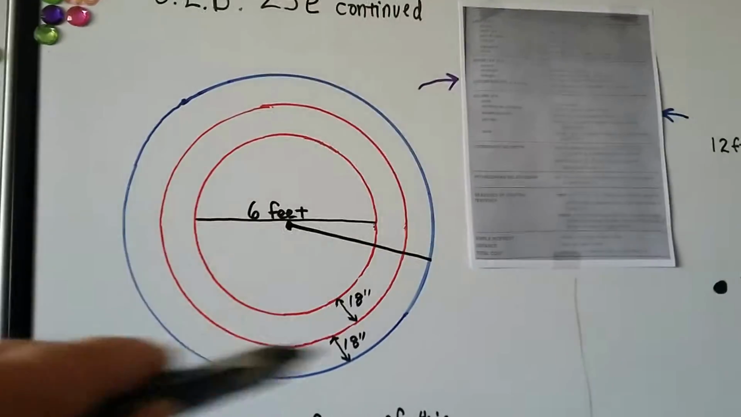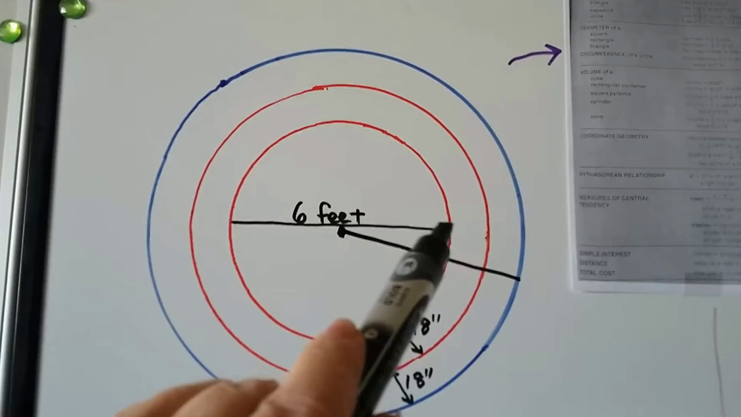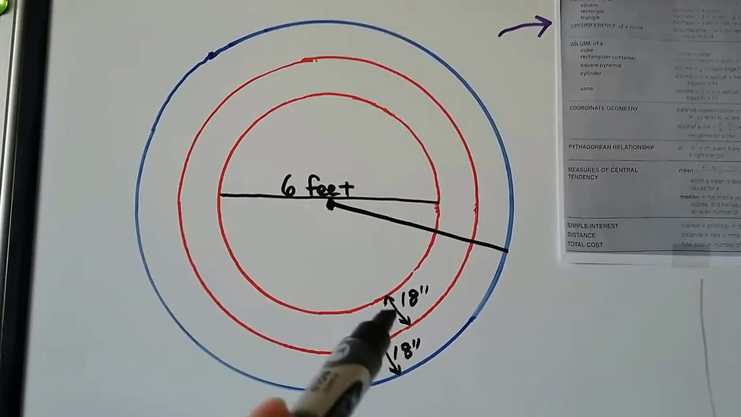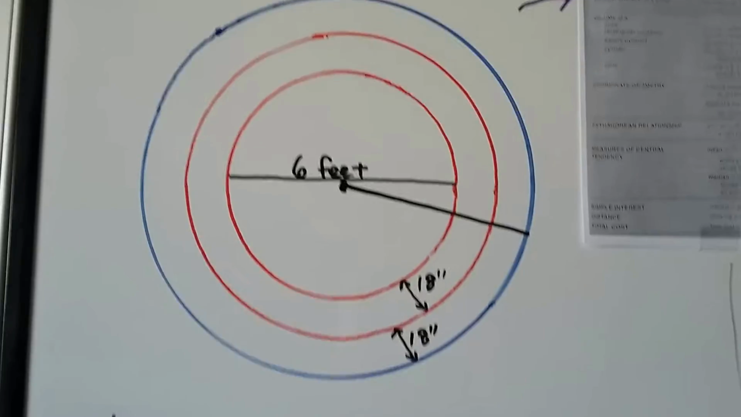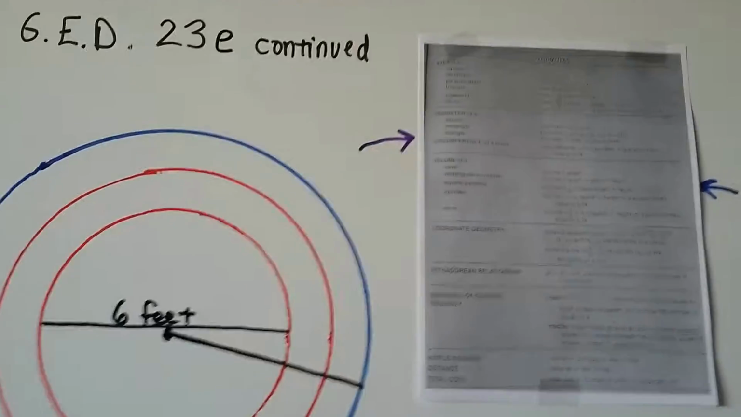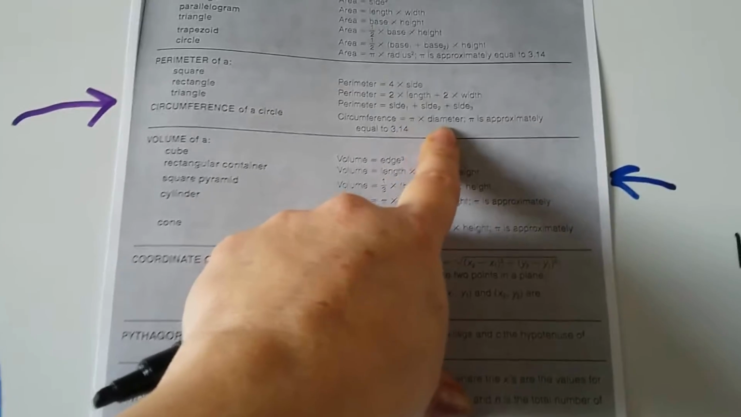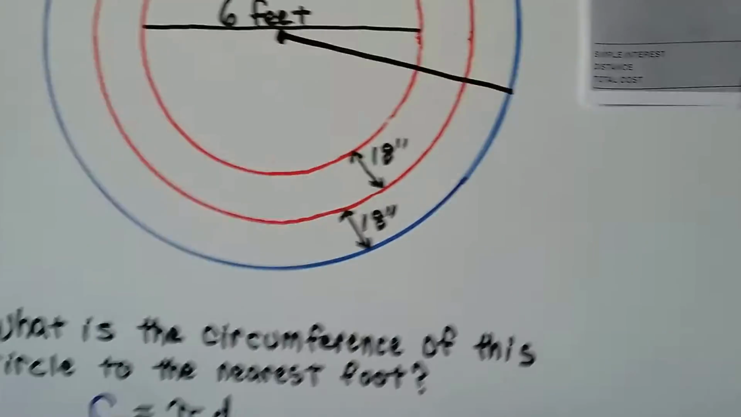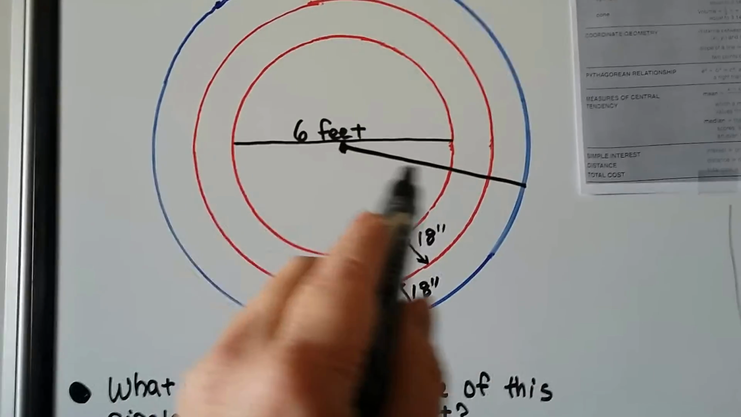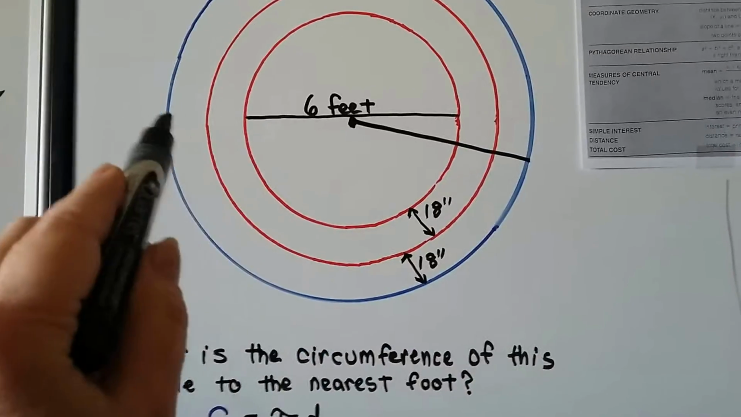Look at this. We have a bunch of circles within circles, don't we? So from this point to this point is 6 feet. That's the radius, okay? And then it's saying that ring is 18 inches and this ring is 18 inches. What is the circumference of this circle to the nearest foot? So we look on our sheet for the circumference of a circle, and it tells us that we need pi times the diameter. Well, what's the diameter? Well, the radius is right here. That's half the diameter. The diameter is the length from this edge of this blue circle all the way across.